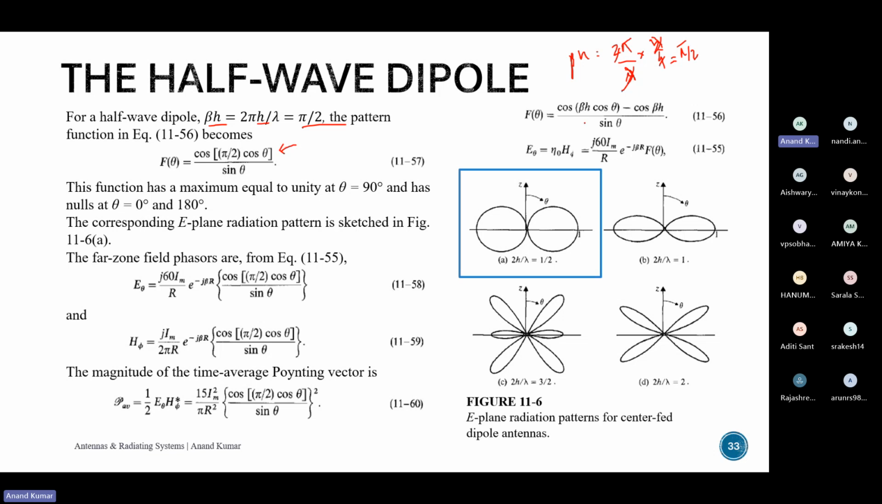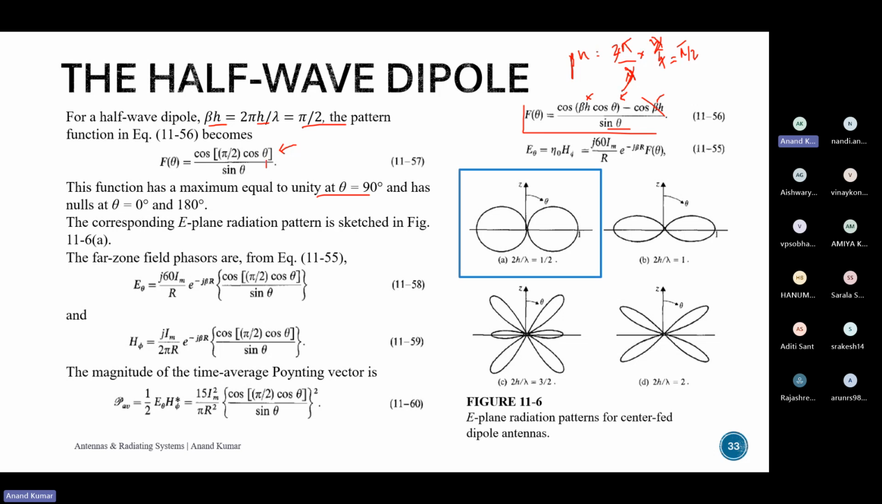Here we have the pattern expression. In place of beta h, we'll substitute pi by 2. So cos pi by 2 is 0, so that this vanishes, and we have sine theta, and this is cos pi by 2 cos theta. So this function has a maximum equal to unity at theta equal to 90.